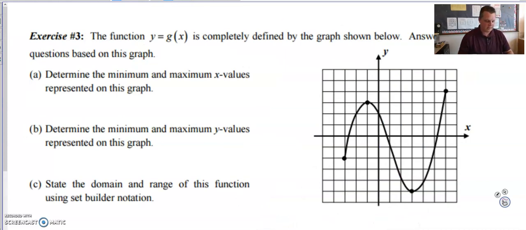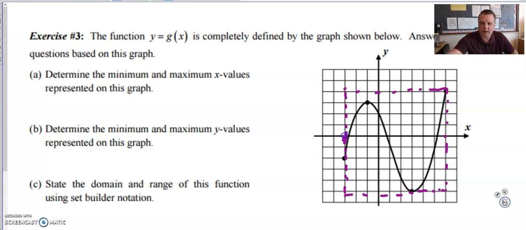In exercise 3, the function y equals g of x is completely defined by the graph shown. And then we have the following questions. Determine the minimum and maximum x values. So we're looking at x values. A good way that you can do this is you can kind of box it in, so that you have the entire graph included in the box. And then it's very easy to see.